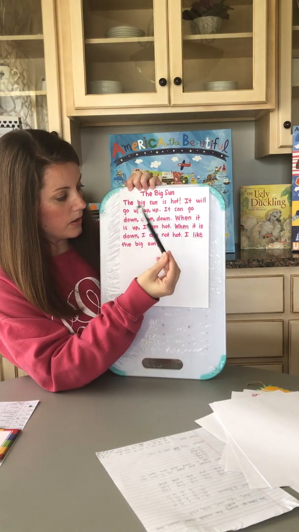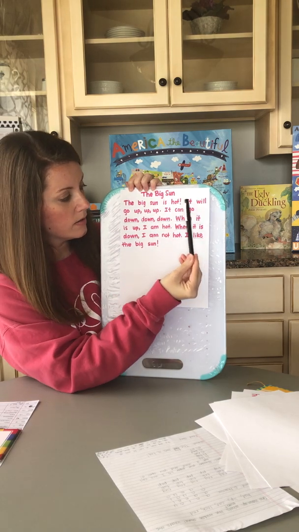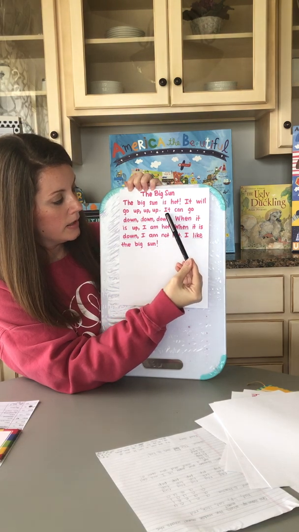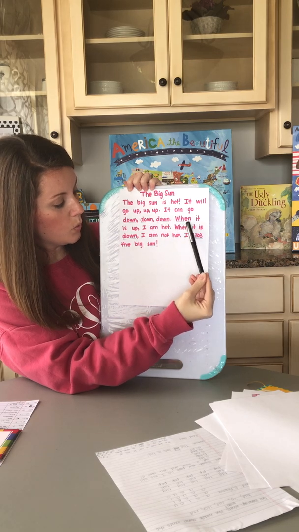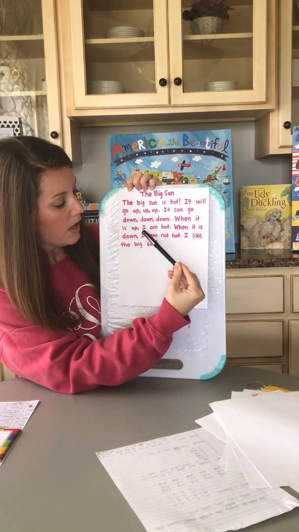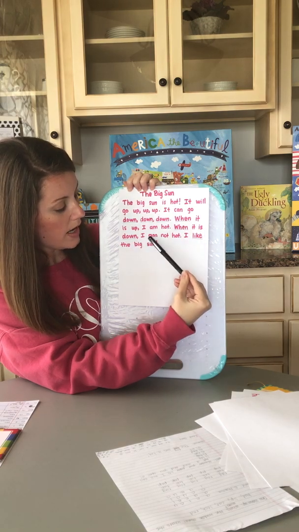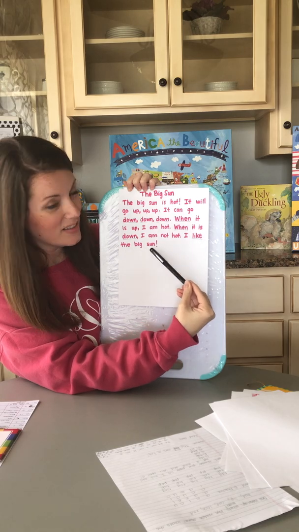The big sun. The big sun is hot. It will go up, up, up. It can go down, down, down. When it is up, I am hot. When it is down, I am not hot. I like the big sun.